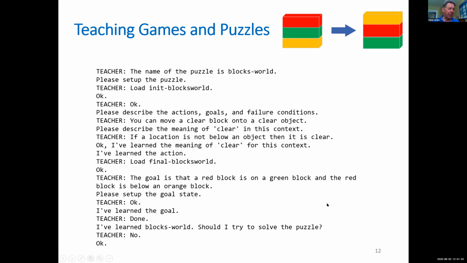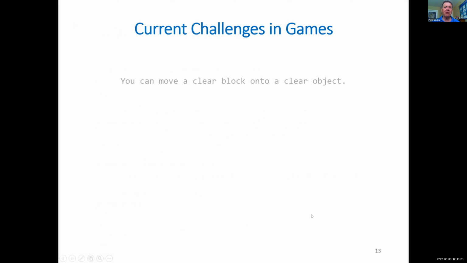So let's look at an example. This is one of James's puzzles, a simple blocks world puzzle, where the goal is to take this stack of blocks and reorder it into this stack of blocks. And here's the whole instructional dialogue that it takes to teach Rosie that task. We're not going to go through the whole thing, but I'm going to look at a few particular sentences in here and some of the issues that are involved. So some of the challenges in trying to process all of James's 60 games and puzzles.